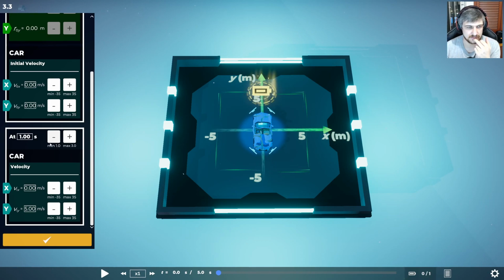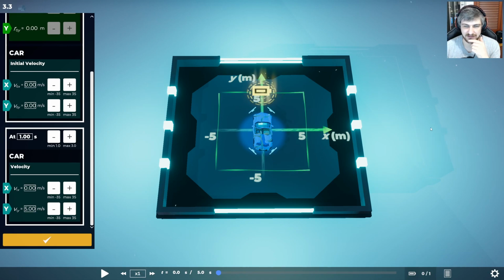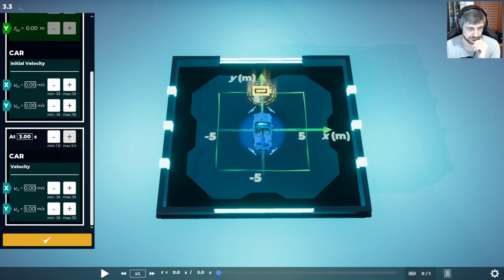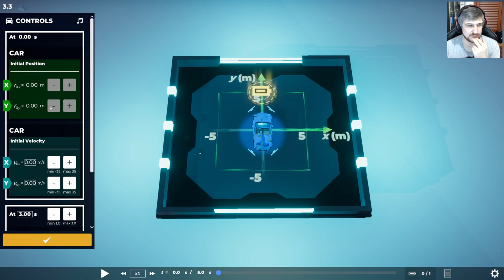It won't happen. I'm gonna look. What do you think is the velocity of a vehicle that is not moving? No, okay. So it's telling us to do that, not move. That's what I believe as well. That's what I already did. But setting this to 3, and this to 5, I kind of need to go to -5 and then come back. If we could set the initial position here, it'd be okay. But we can't. I'm so confused.